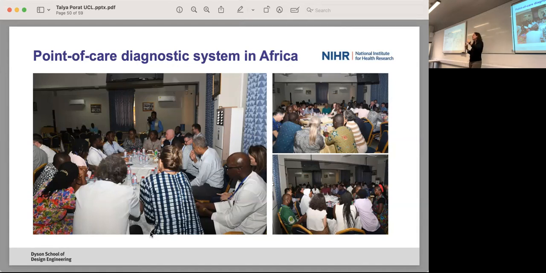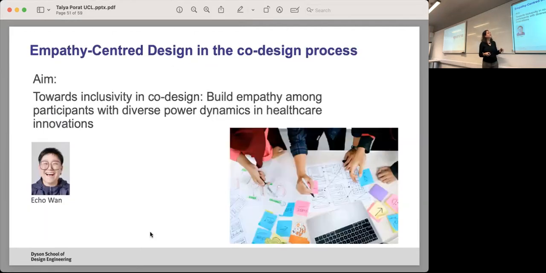Because we have the technology. We can change it a bit, but probably not a lot, but kind of understand this co-design process with the users. And just to show that we also have students that do this more specifically. So she's a new PhD student, Echo, and she's trying to understand empathy-centered design. And I know UCLIC has a workshop, I think, at CHI, on empathy-centered design.